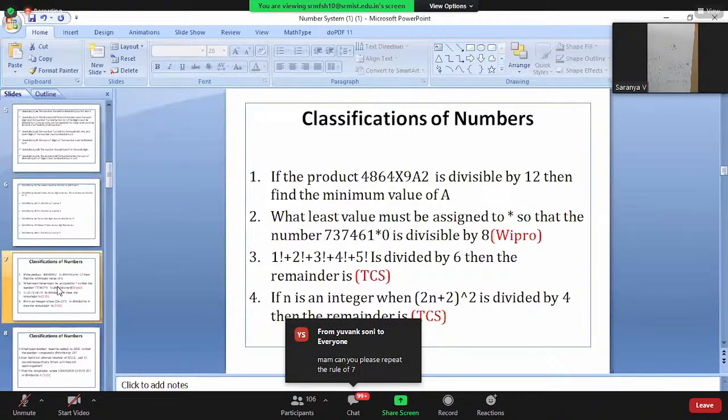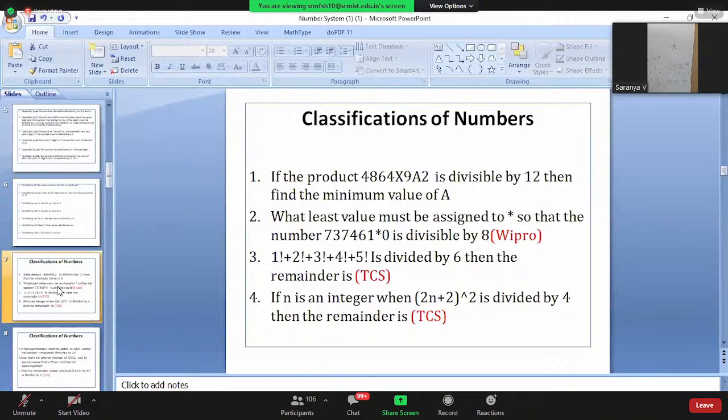And we'll do only 2 problems and we'll continue on the 5th hour. Can you try the first question? If the product 4864 into 9A2 is divisible by 12, then find the minimum value of A.